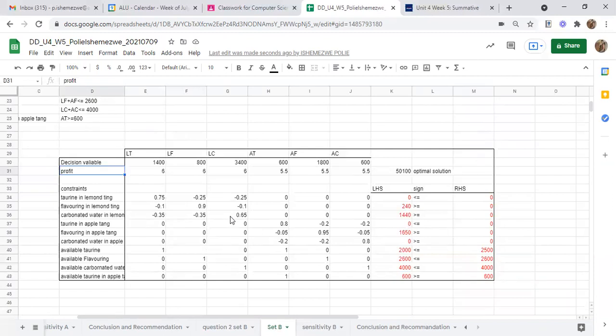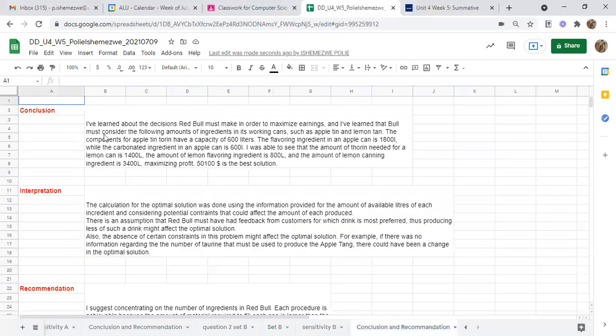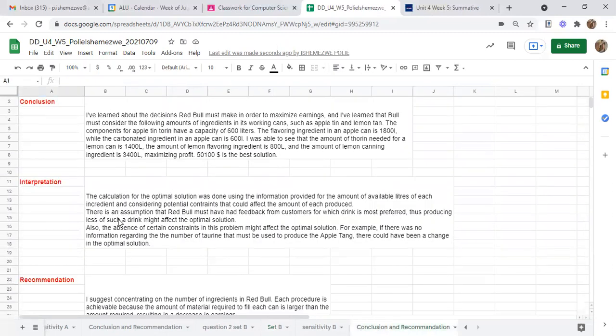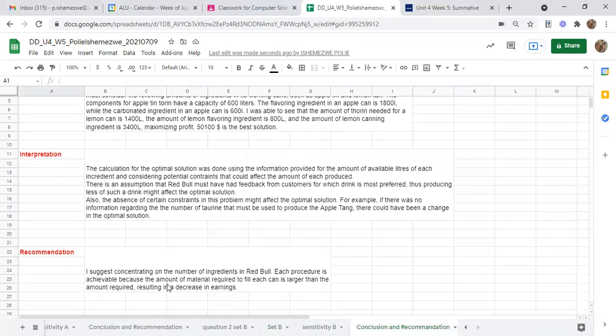Finally, we interpret the process. This is done by outlining our solution process and the various assumptions we come up with. Then we come up with the conclusion, and then the interpretation, and then the recommendation.